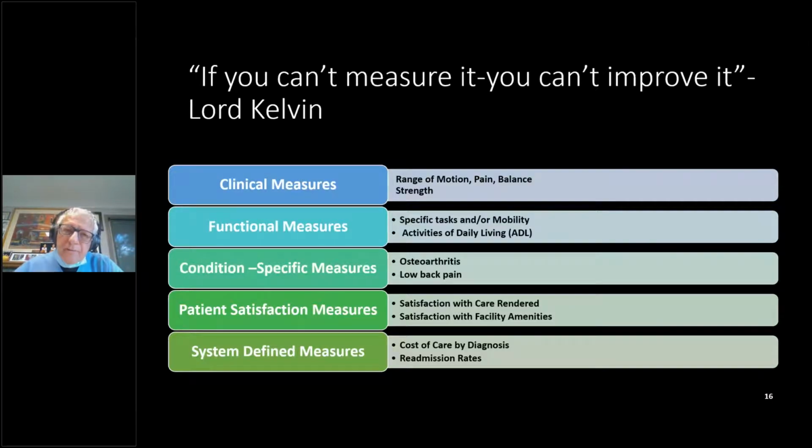There are many different types of outcome measures: clinical measures, functional measures, condition-specific measures, lots of different types of outcomes. And so, again, you choose those that are important for you. We at this facility like to use functional measures because of the nature of who we are and what we do. We're physical therapy based, physical therapy and rehab medicine. So these measures are also tied into our reimbursements.